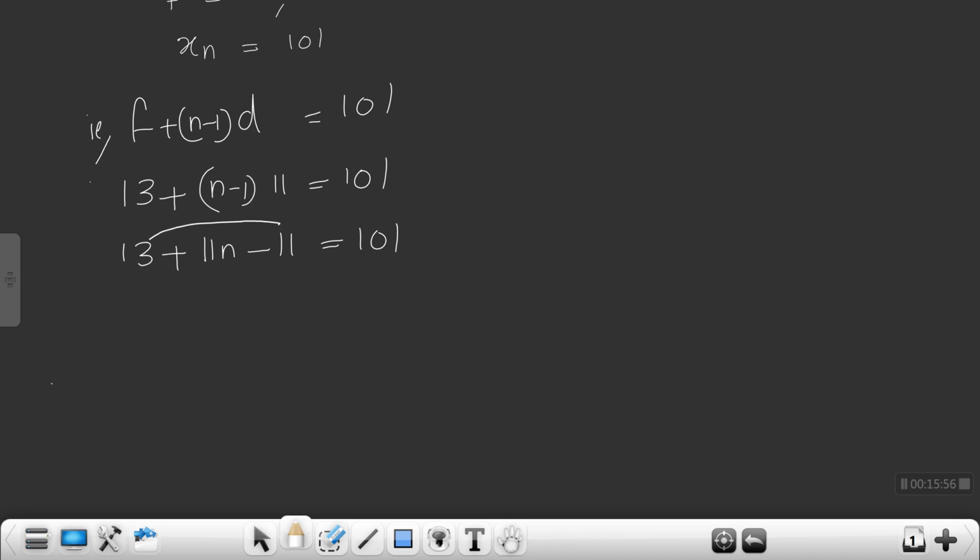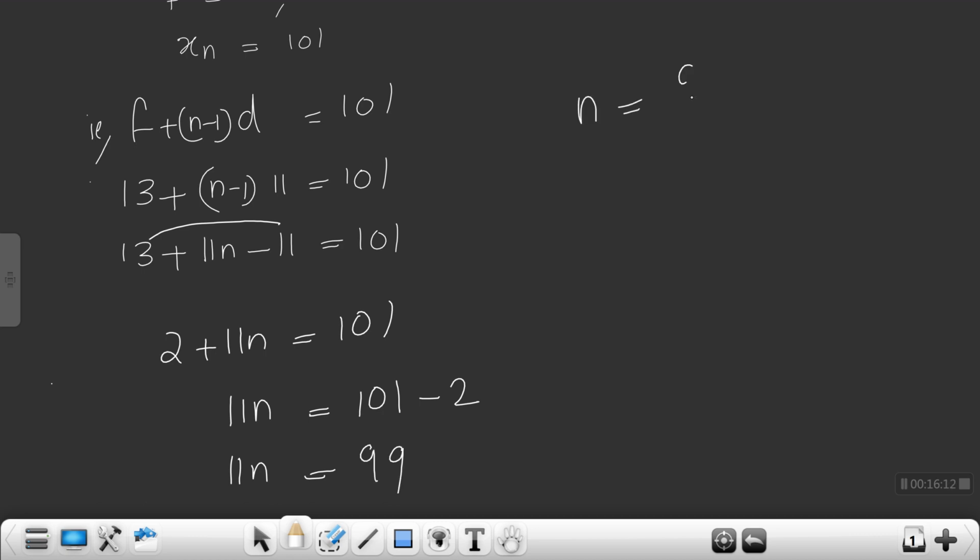That is 13 minus 11, which is 2. So 2 plus 11n is equal to 101. Then 11n is equal to 101 minus 2, that is 11n is equal to 99. So n is equal to 99 divided by 11, which is 9. Here n is equal to 9, that is, the 9th term of this sequence is 101.